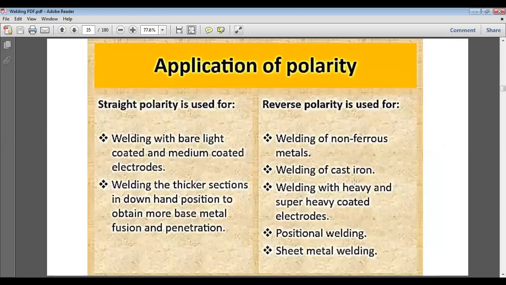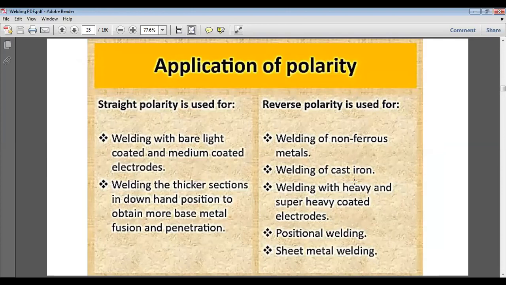Application of polarity, as we discussed, with bare, light coated and medium coated electrodes. So straight polarity is used for welding with bare, light coated and medium coated electrodes, welding the thicker sections in downhand position to obtain more base metal fusion and penetration. Reverse polarity is of course used for two reasons.